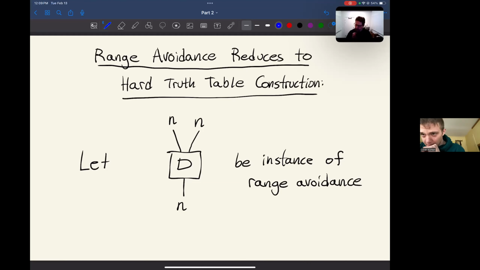So like before, we're going to start with some instance of range avoidance, and what we want to do is reduce it in P to the NP to the problem of constructing a hard truth table. In general range avoidance, the number of outputs is just one more than the number of inputs. There's a very simple reduction to the case where the number of outputs is twice as many. So just as before, we're going to focus on this case, without loss of generality.